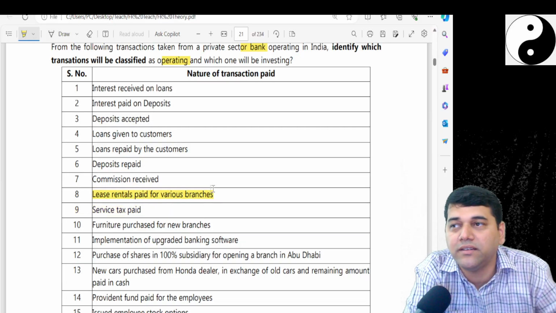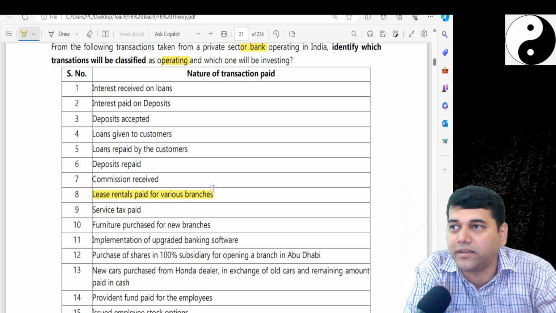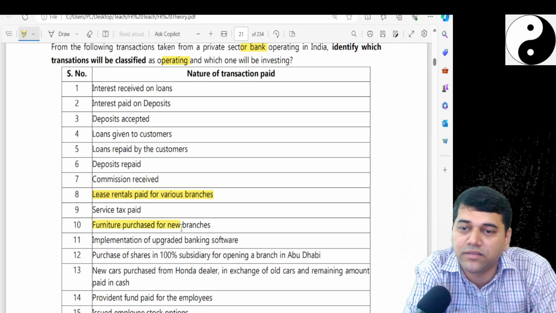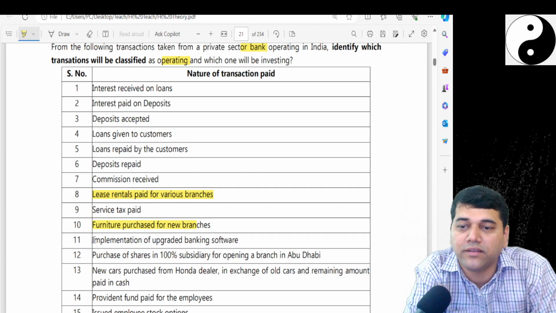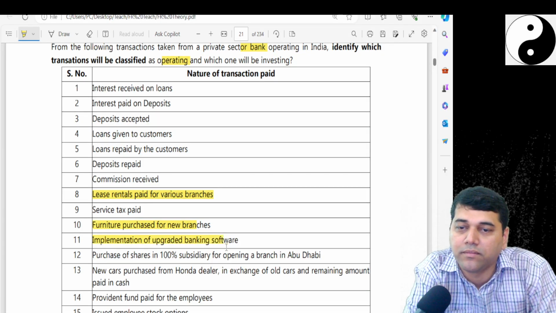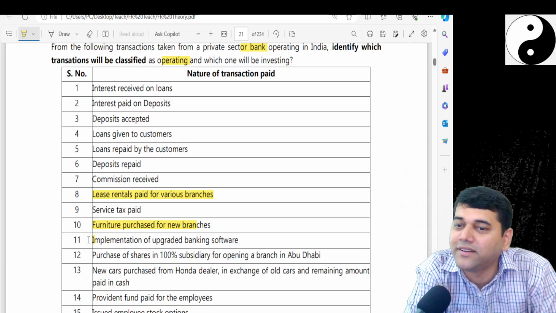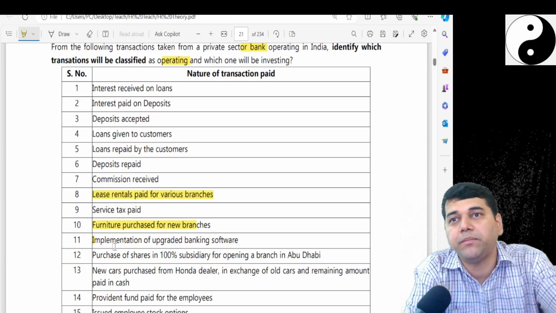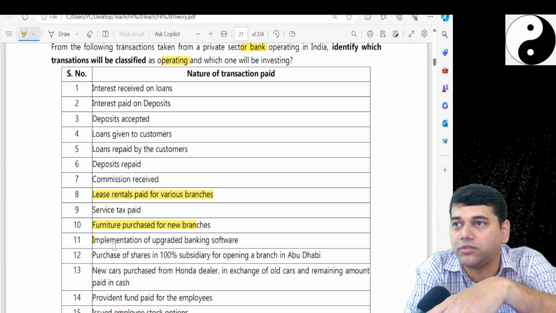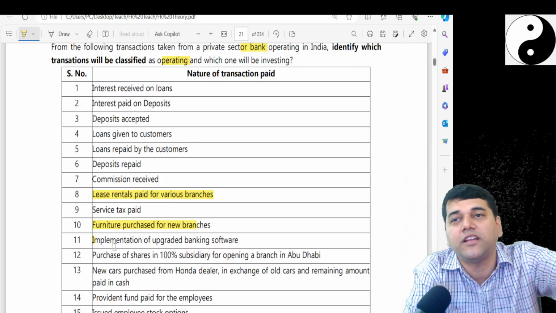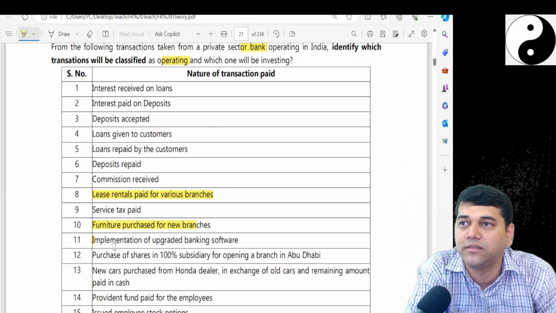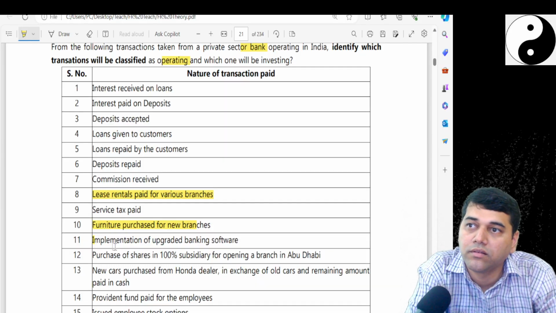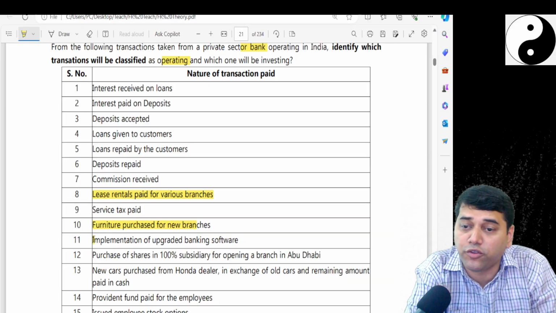Service tax paid, operating. Commission is a part of it, you collect commission. Furniture purchased, implementation of software, operating. Property, plant and equipment you also use for operation. But when you purchase property, plant and equipment, you call it an investment activity. It's an application of funds, not a source. And it's an intangible asset for you.